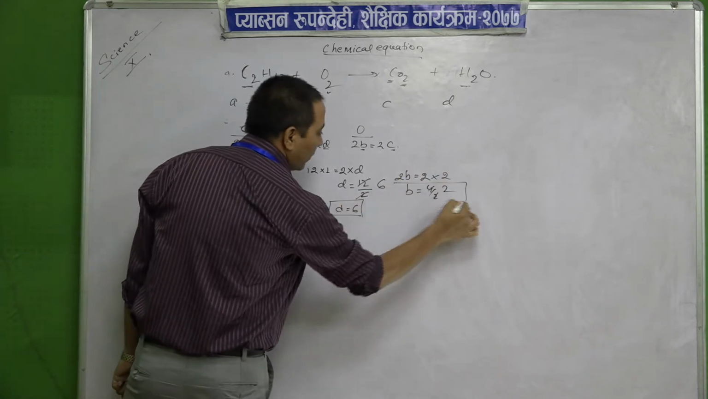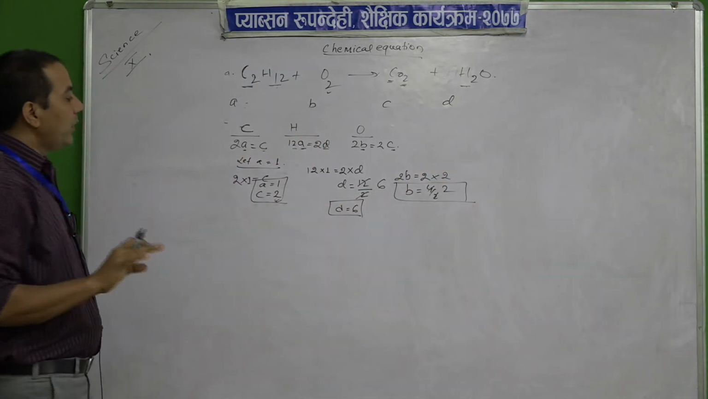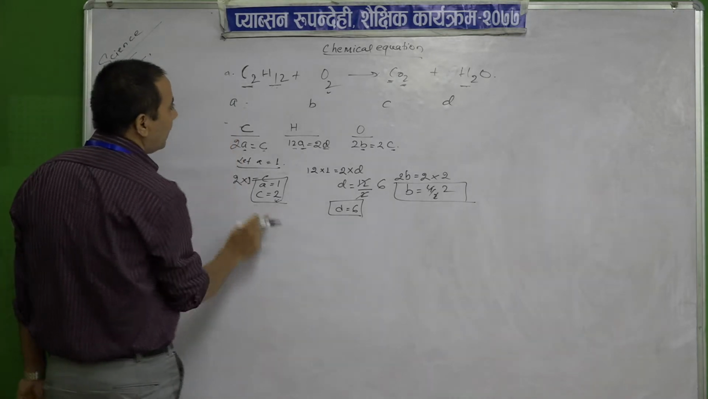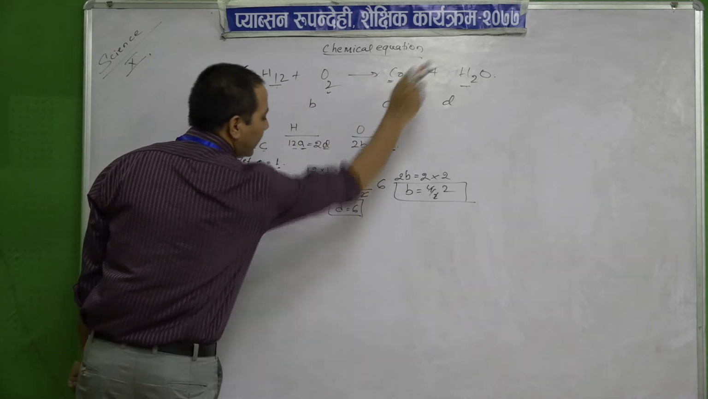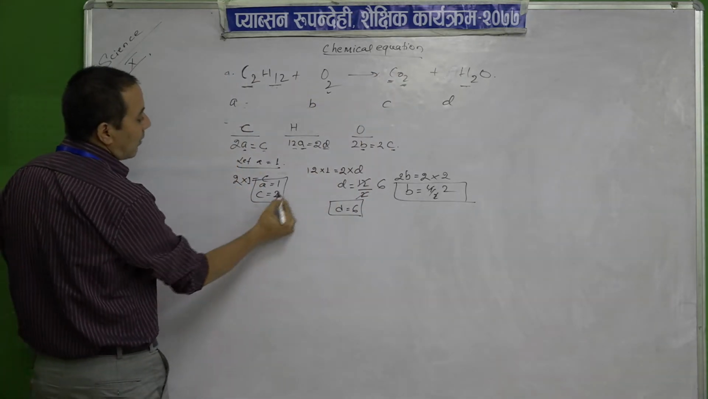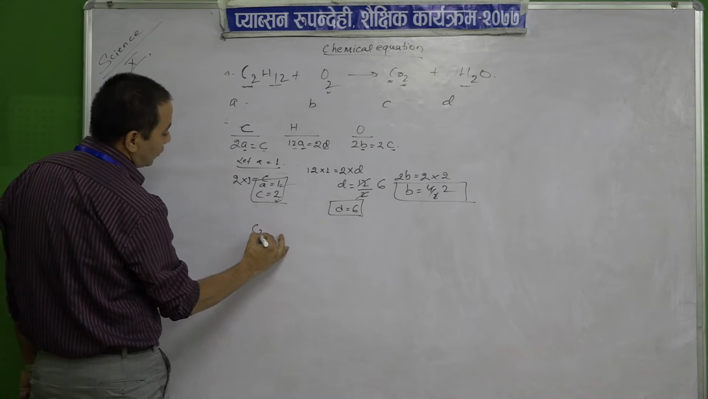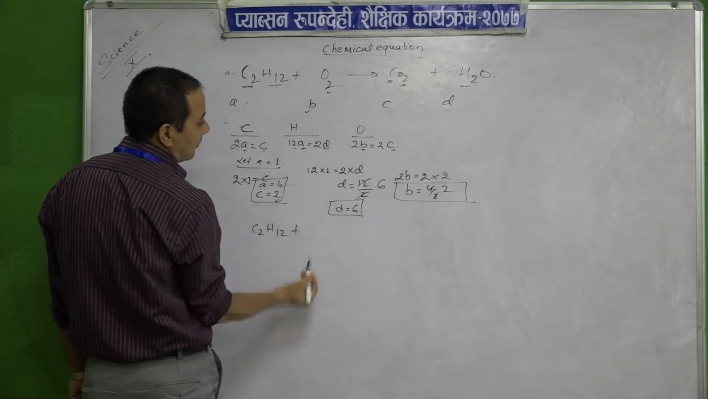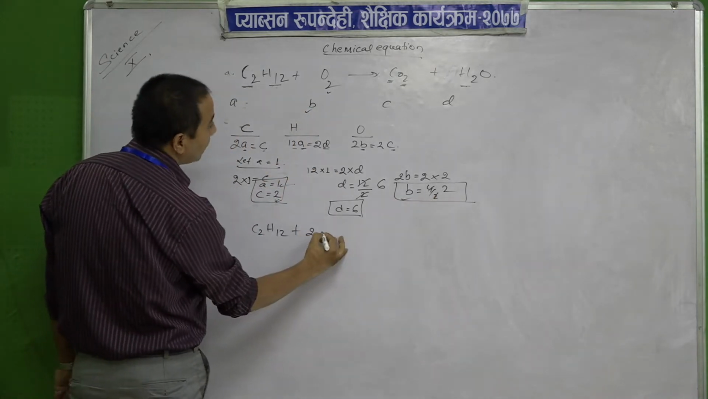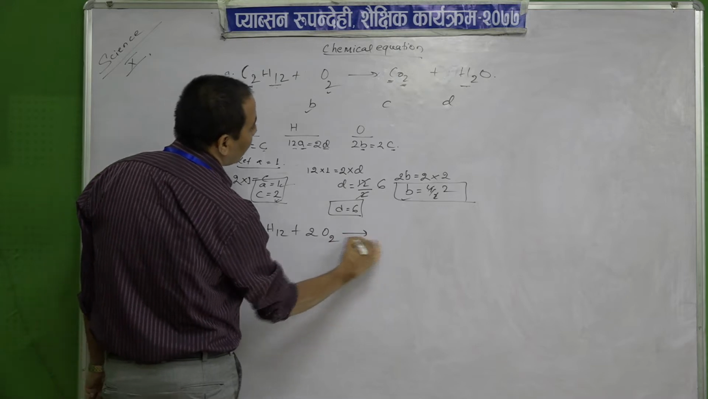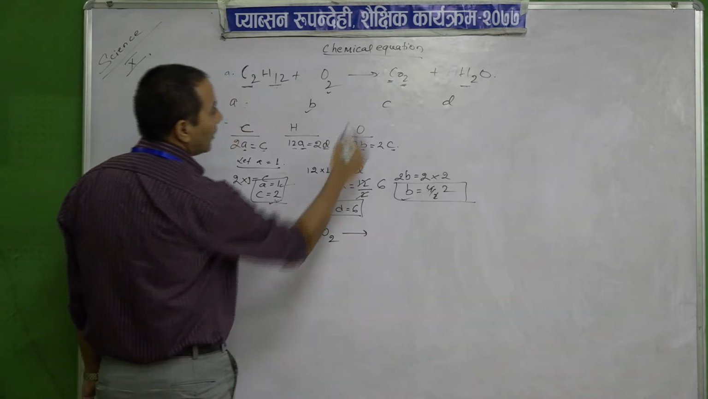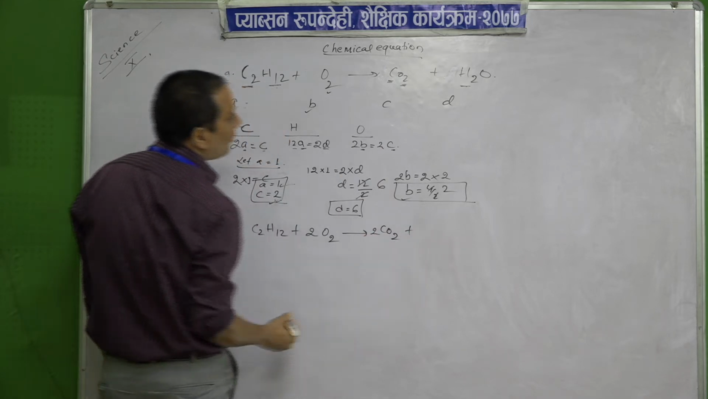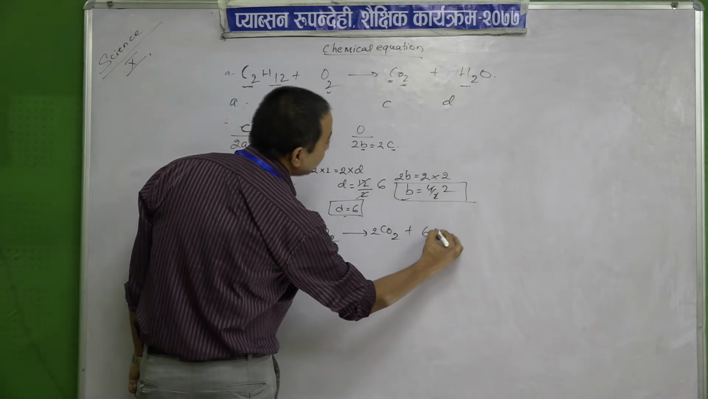Now what do we have to do? We don't have to take anything. We will put the value of A here, B here, C here, and D here. A is how much? 1. That means C2H12. Then the value of B is 2, 2O2. Then the value of C is 2, 2CO2. The value of D is 6H2.